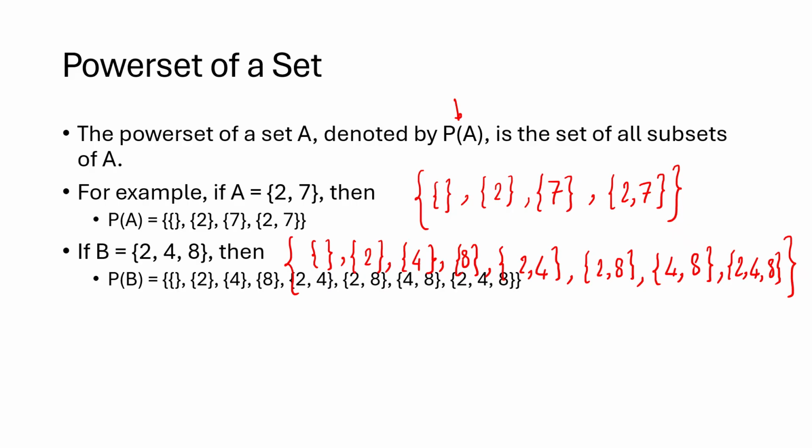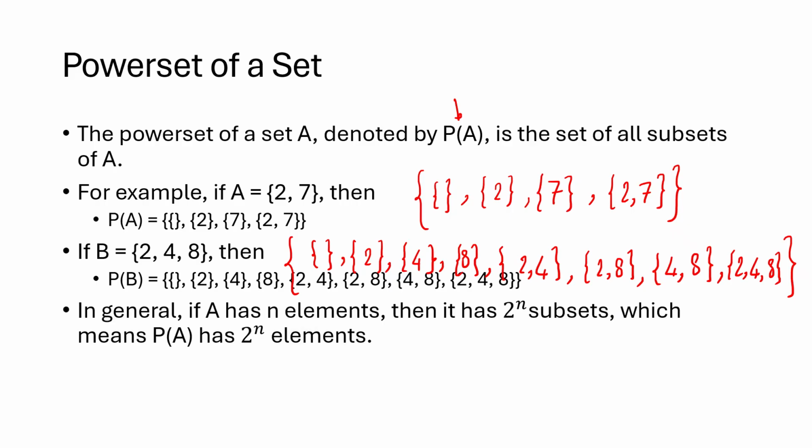Now, in the first example, A had 2 elements and it ended up with 4 subsets. In the second example, A had 3 elements and it ended up with 8 subsets. And you can see a general pattern here, where if A has n elements, it's going to have 2 to the n subsets, starting from the empty set, subsets with 1 element, 2 elements, all the way up to A itself. Overall, there will be 2 to the n subsets, which means that the power set is going to have 2 to the n elements.